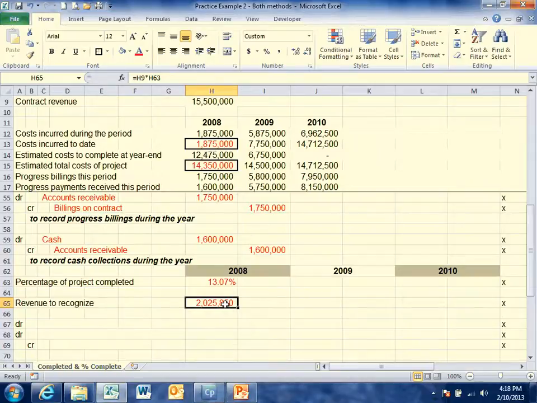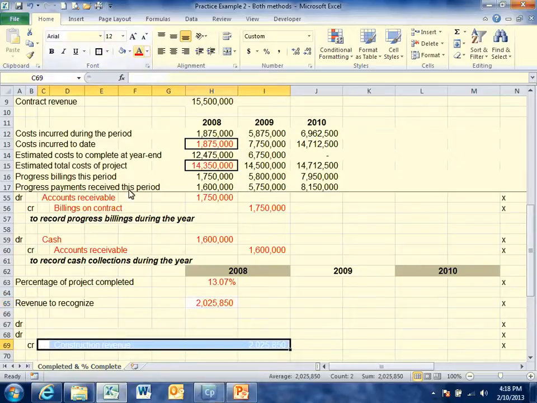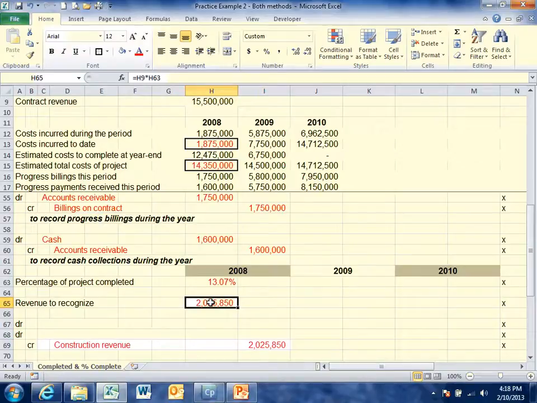Now that I know that, I can do my fourth and final entry for the year, right? We just calculated construction revenue, so if this was me, I would just quickly get it into my journal entry. So we calculated construction revenue to be $2,025,850, so I credit construction revenue for that amount. Okay? Then you have to offset that. If you think about it logically, we have revenue on our income statement now, but we don't have any expenses. So I need to offset that revenue with my construction costs.